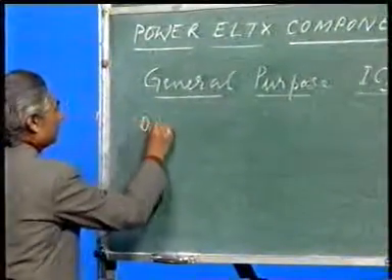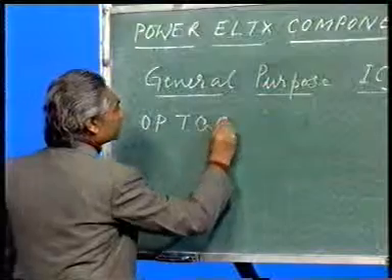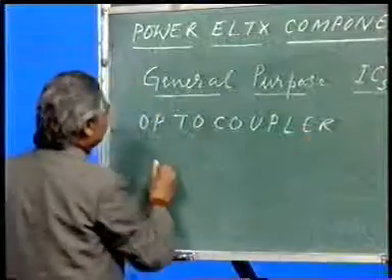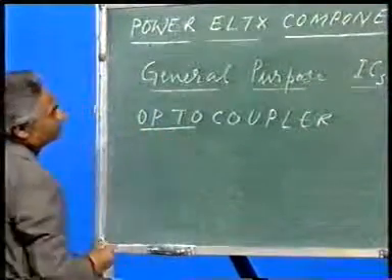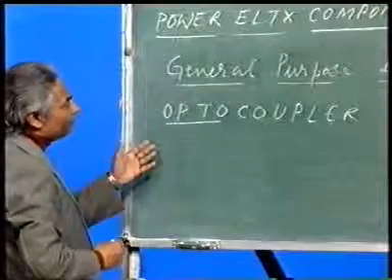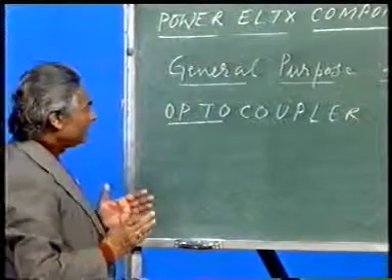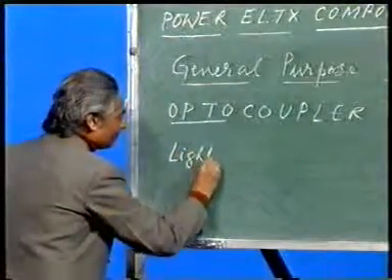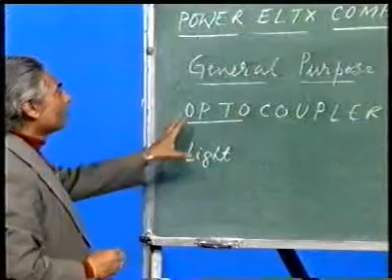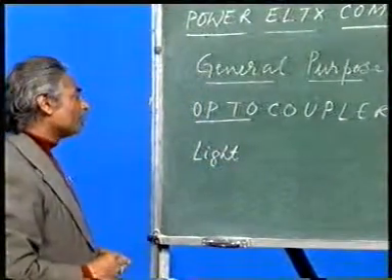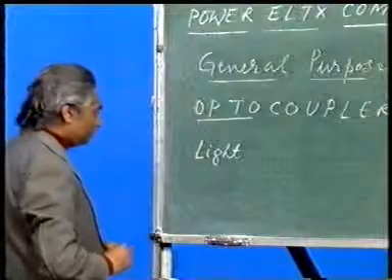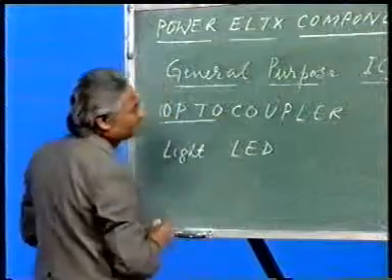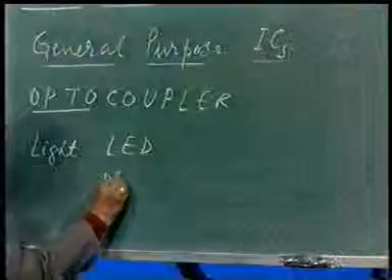Optocoupler, as the name indicates, it is based on opto, means light, and of course coupler means it is a device which will couple 2 electrical circuits based on light. So light is the basic funda for this device. There are 2 basic components in this IC. One is the LED, the light emitting diode, and the other is the phototransistor.